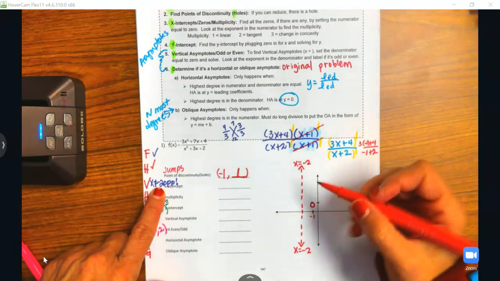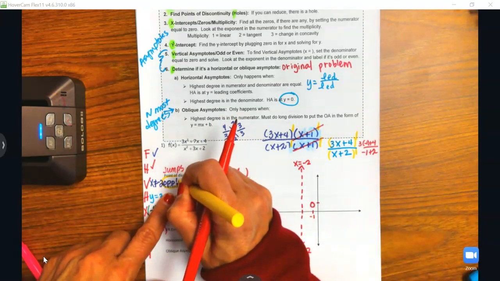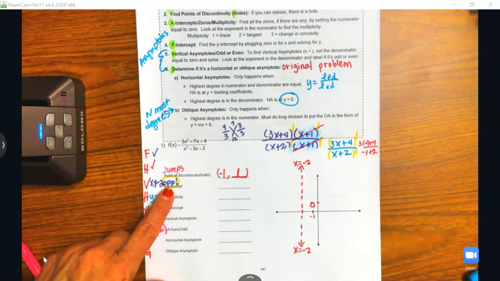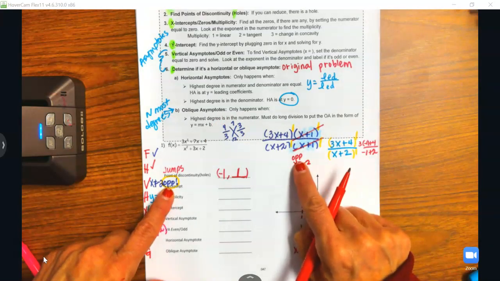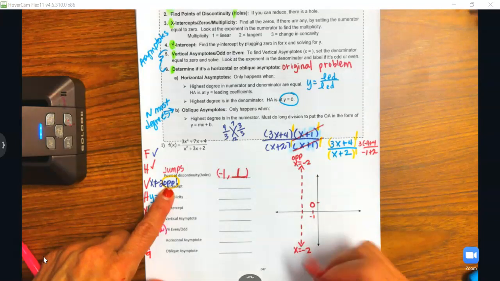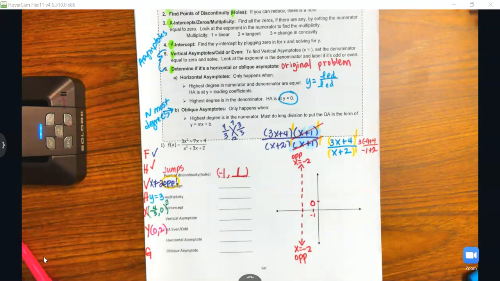Notice I drew the arrows also. Another requirement is to write the behavior right above where you wrote x = -2, so write "op" for opposite behavior. Same here, write it down here. We don't want to risk any chance of forgetting that.